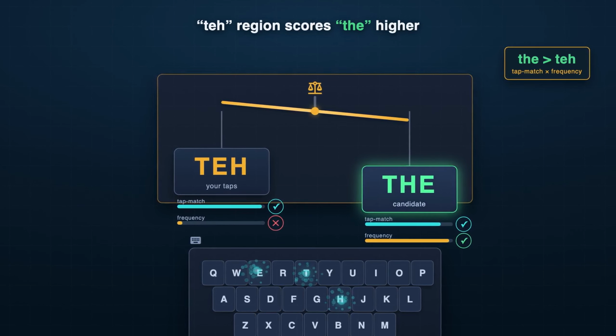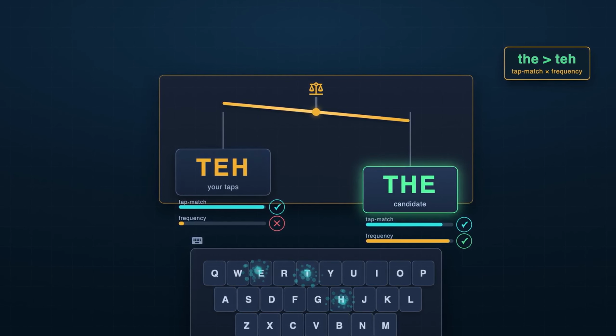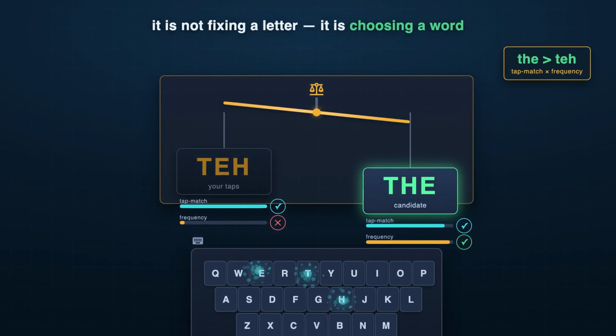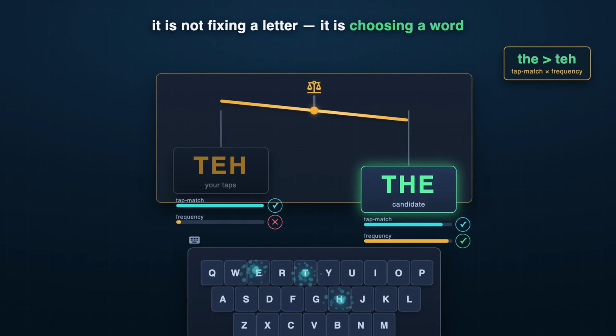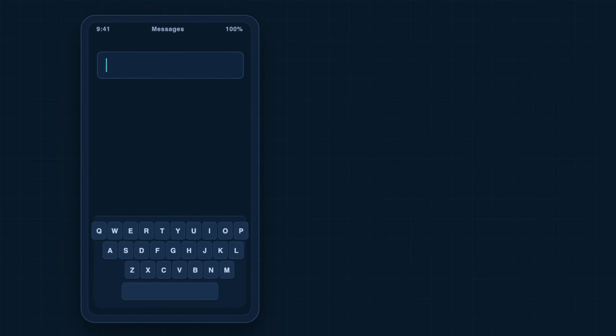That single decision, tap match versus word frequency fought out over a cloud of coordinates, is autocorrect. It is not fixing a letter. It is choosing a word. But if it is always betting on the common word, what happens when you actually meant the rare one? Here is where it turns against you.